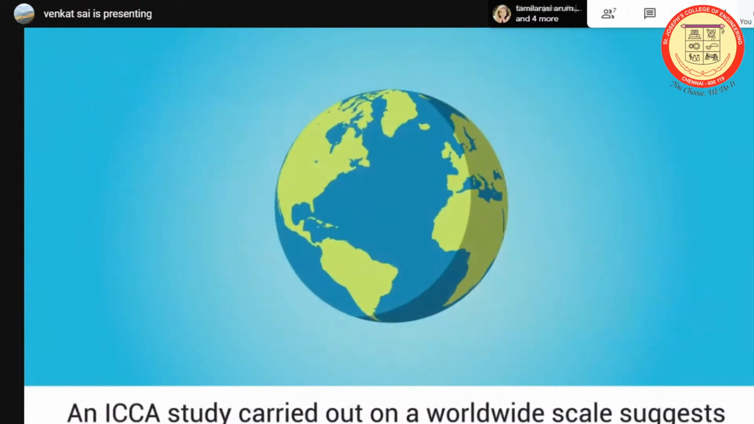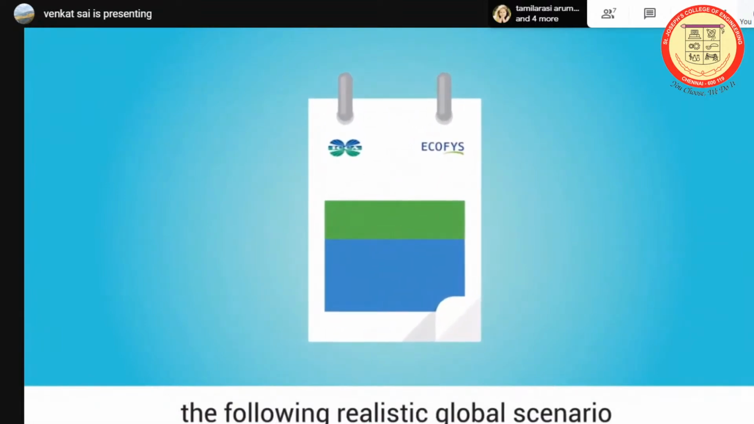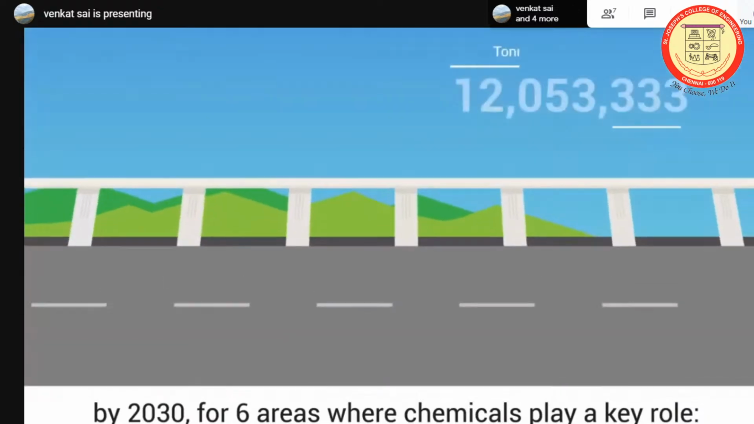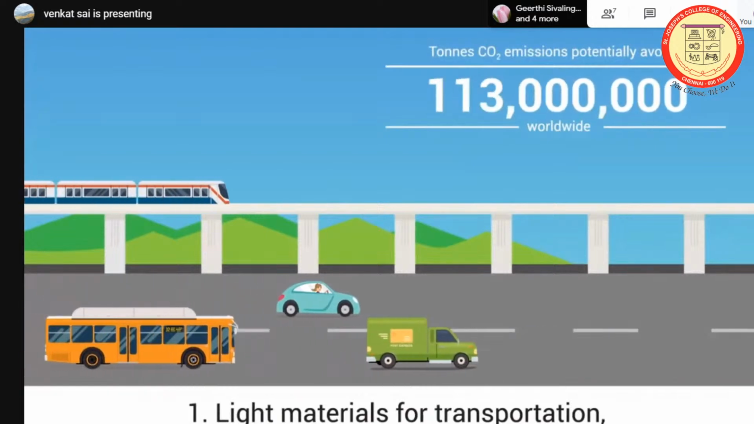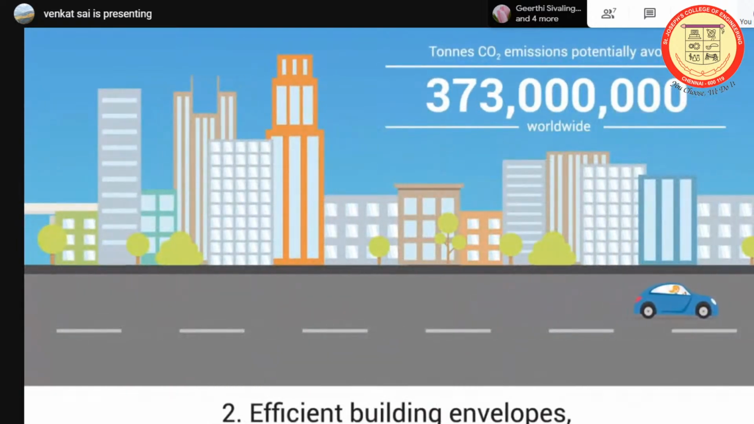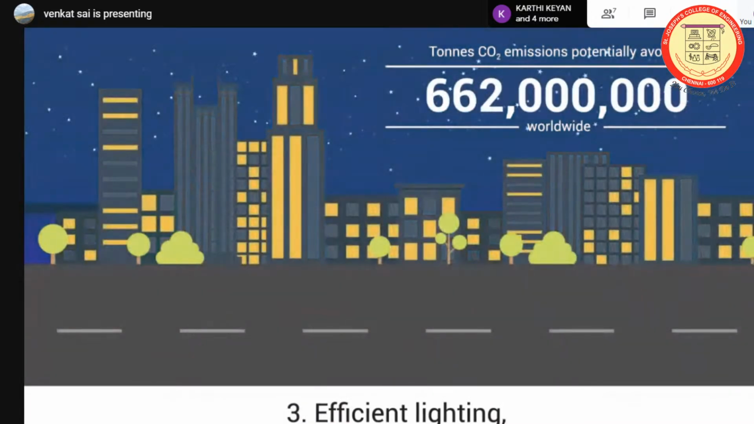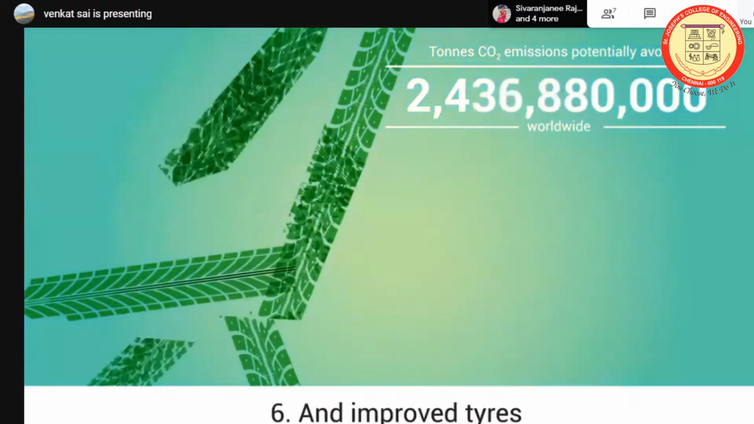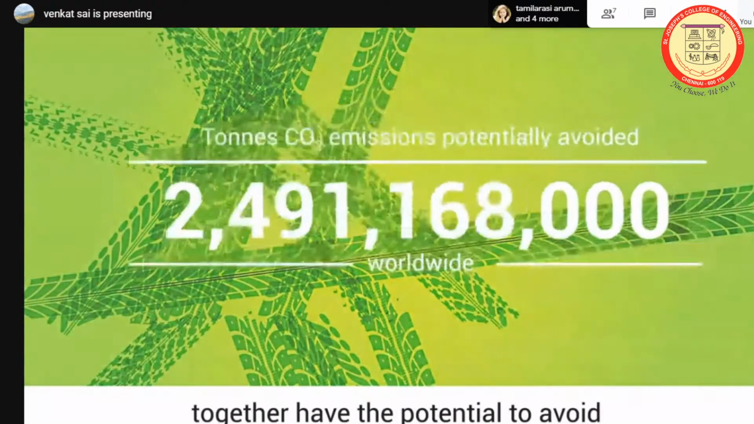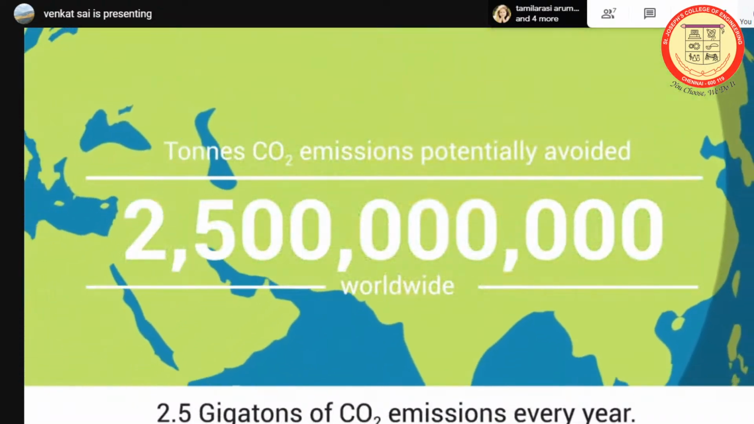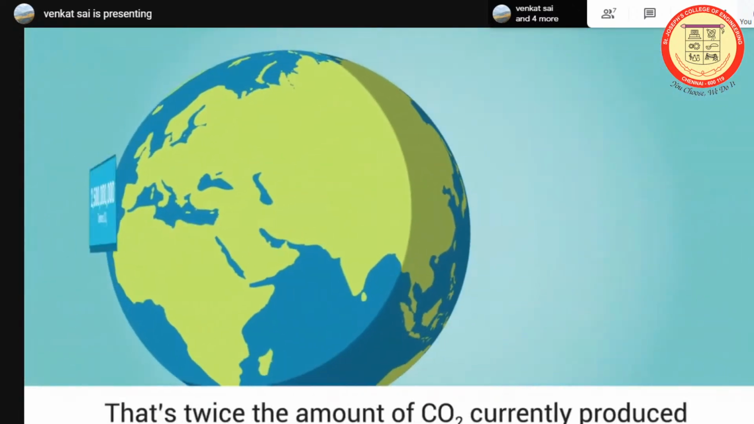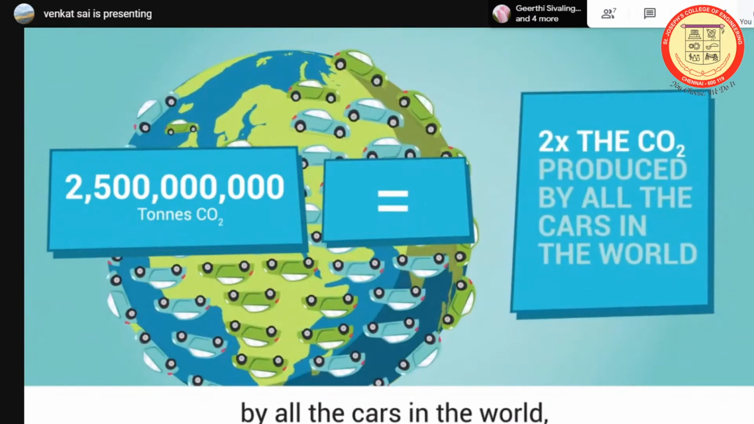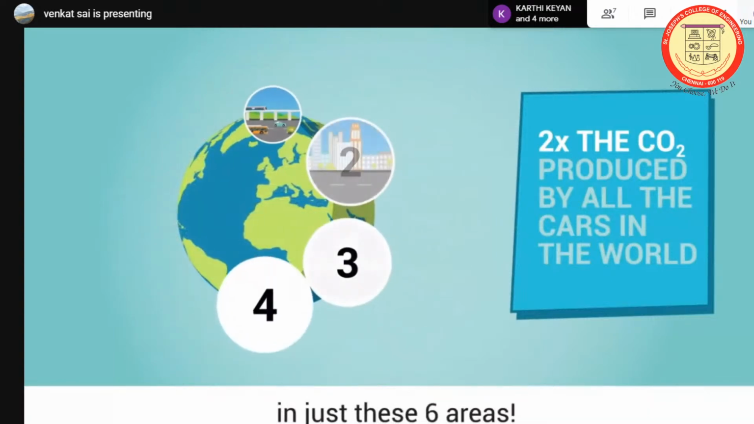An ICCA study carried out on a worldwide scale suggests a realistic global scenario by 2030 for 6 areas where chemicals play a key role: light materials for transportation, efficient building envelopes, efficient lighting, electric cars, wind and solar power, and improved tyres. Together, they have the potential to avoid 2.5 gigatons of CO2 emissions every year. That's twice the amount of CO2 currently produced by all the cars in the world, avoided through the intelligent use of chemicals in just these 6 areas.